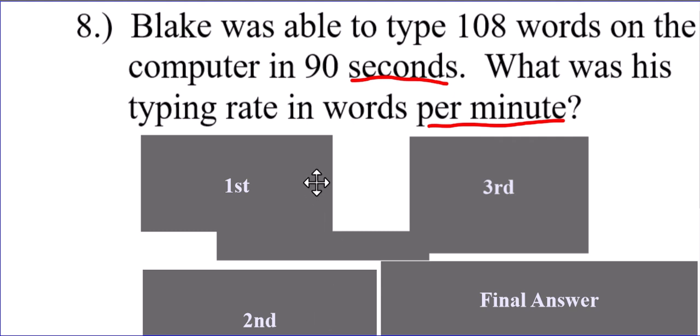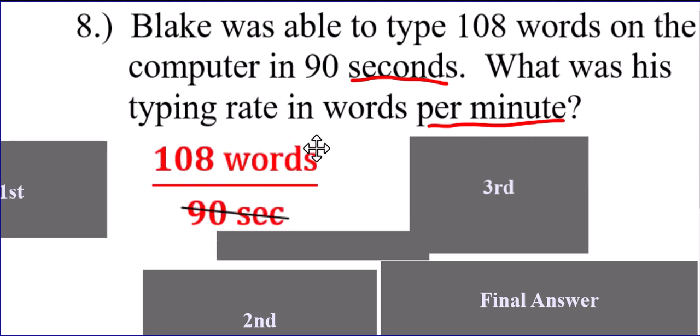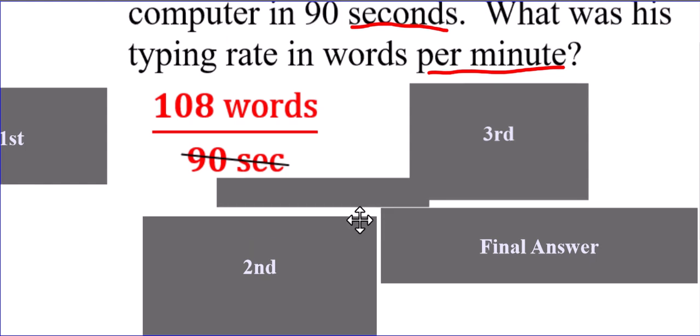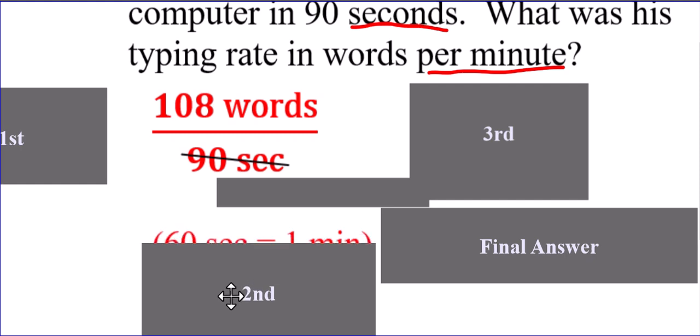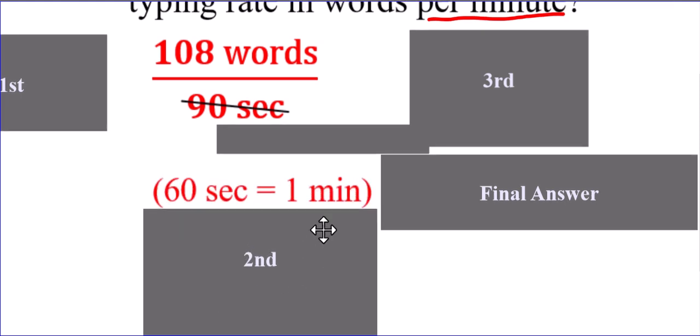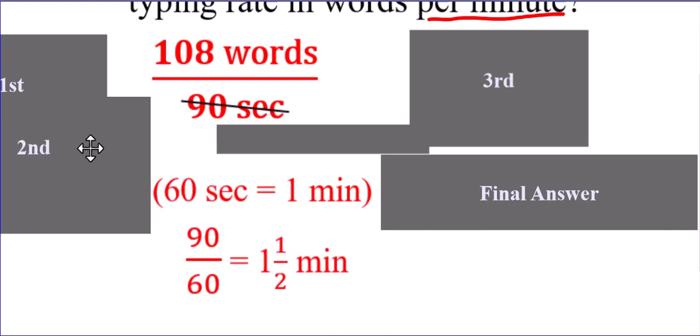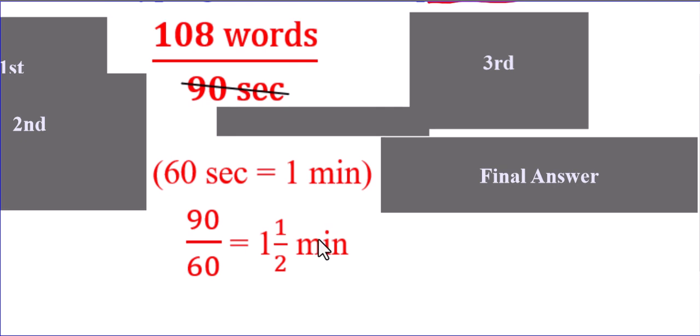So if you thought you were going to write 108 words over 90 seconds, not so fast. We're going to need to change those 90 seconds into whatever it's equal to in minutes. Now, how do we do that? Well, hopefully you know there's 60 seconds in a minute, just like there's 60 minutes in an hour. So we can take the 90 seconds we were given and divide by 60, because every 60 seconds makes 1 minute. That's going to give you 1.5, or you could write that as a mixed number, 1 1/2.